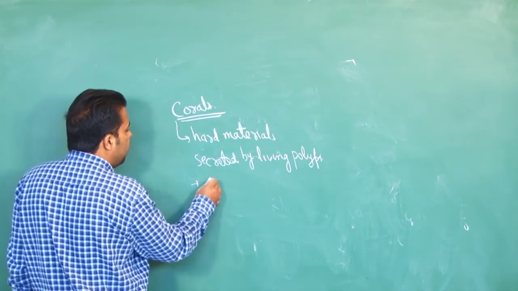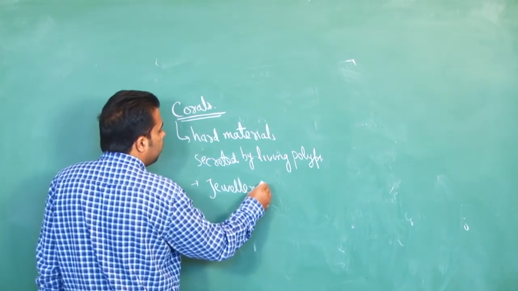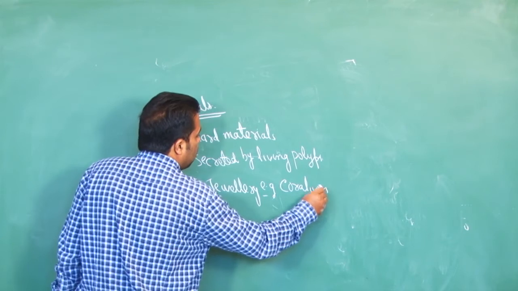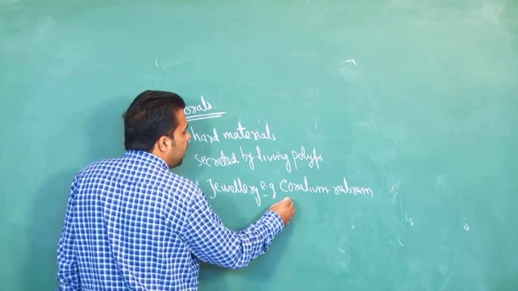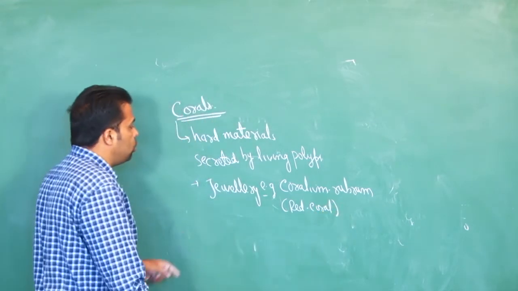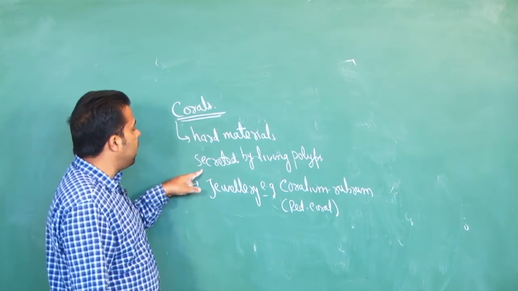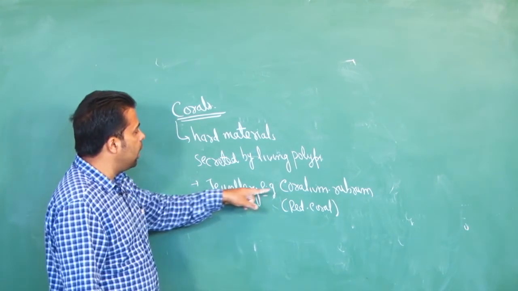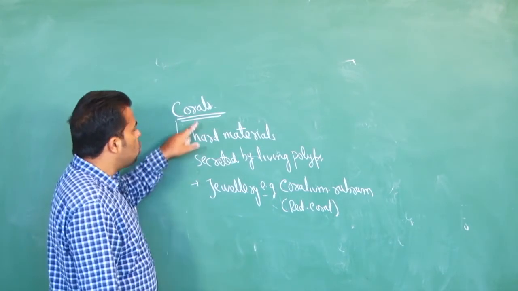They are used in jewelry. For example, Corallium rubrum, commonly called as red coral, is used in jewelry. So what are corals? Corals are hard materials. They are secreted by living polyps and they are used in jewelry. The most important or most famous coral is called Corallium rubrum, also called red coral. It's used in jewelry.